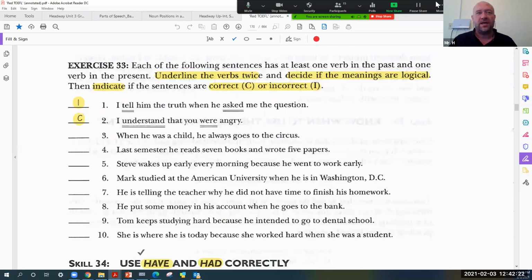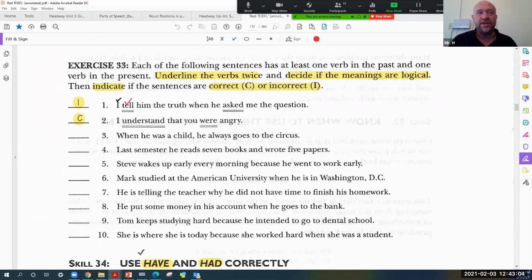Abdulaziz, what do you think? Why is it wrong? Can you explain? Yes, because it should be I told him the truth when he asked me. Is this logical to say I tell him? No, illogical. Why? What's the first part? I tell him the truth. It's routine, right? Routine or habit in the present. What about this? The past. That's in the past. So this example is not logical.